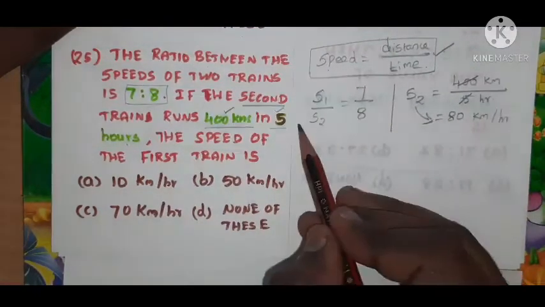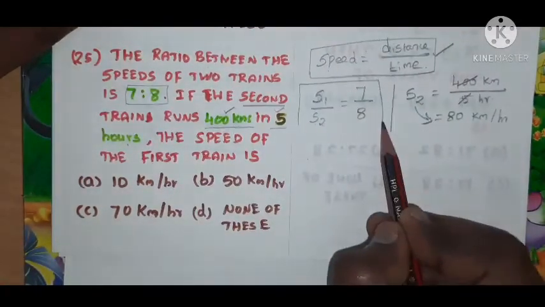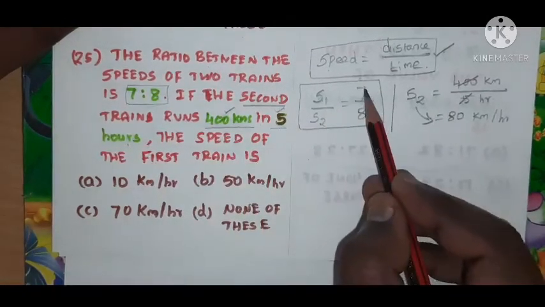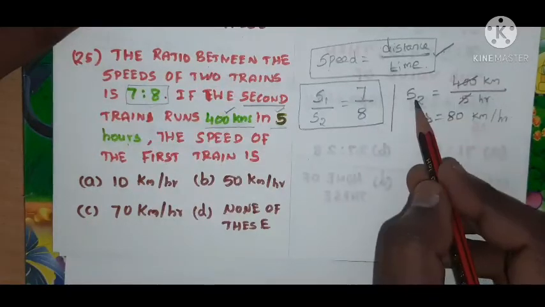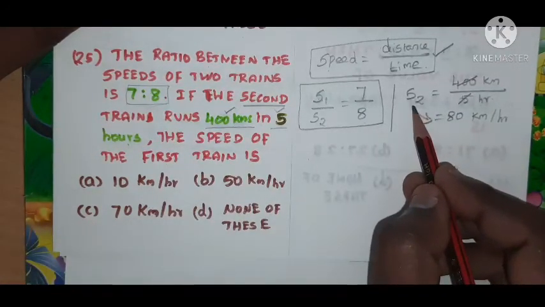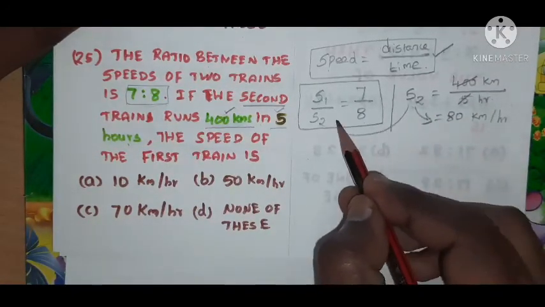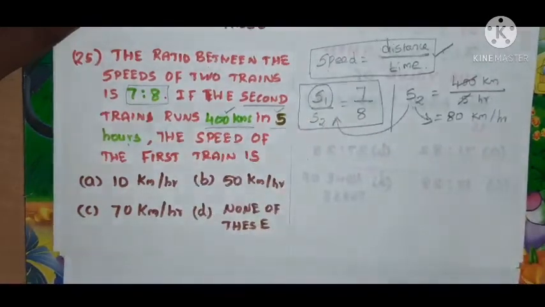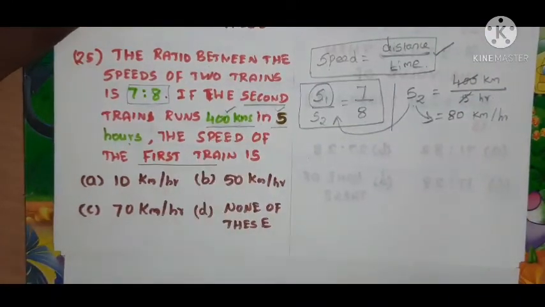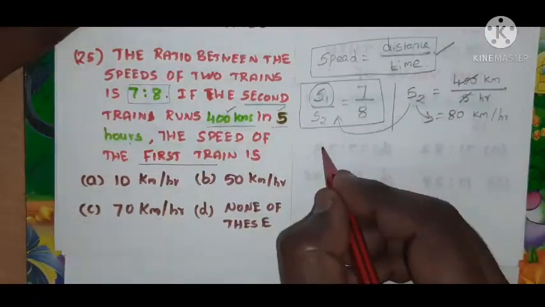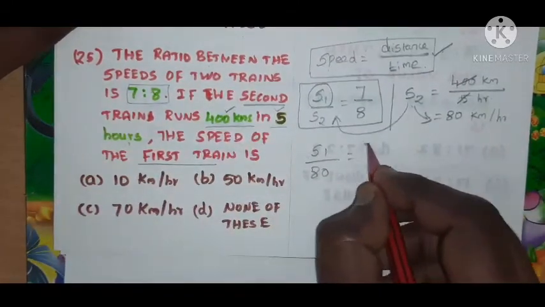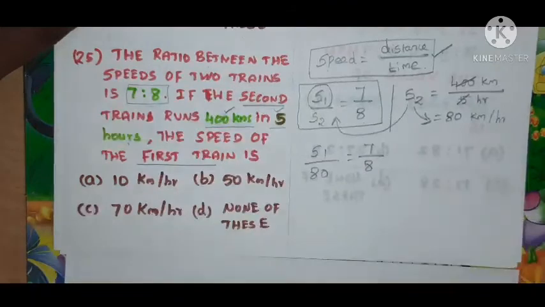Now look at this ratio. The ratio between the speed of first train and speed of second train is 7/8. So we found the value of the speed of the second train. Substitute this into this ratio and we can find the speed of the first train. That's what exactly is asked in the question. Look at the speed of the first train, right? Substitute S2 here. So S1 by 80 is equal to 7/8.